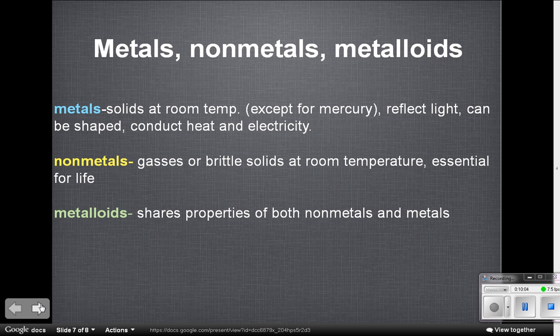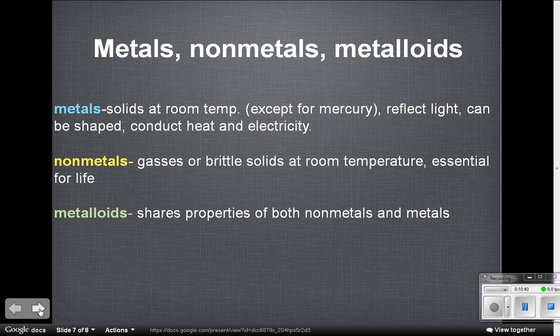Some information about groups or families. Metals are solid at room temperature. The exception to that is mercury, a liquid metal. Metals reflect light, they can be shaped, and they conduct heat and electricity. These descriptors are what we mean by properties. Nonmetals have their own properties, and metalloids have their own properties. So groups or families are those columns, and they are grouped by similar properties of elements.